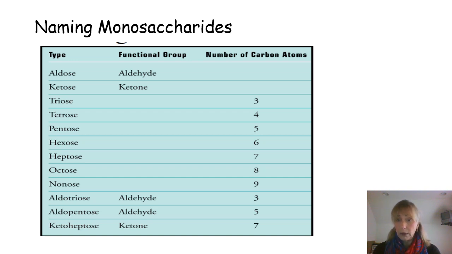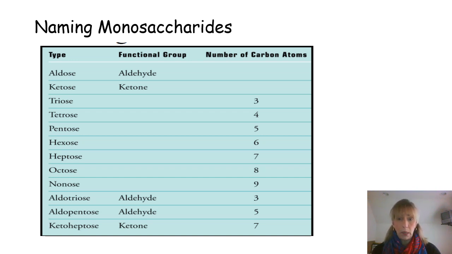3, we call it a triose. 4, tetrose. 5, pentose. 6, hexose. 7, heptose. You should see a commonality here. Remember the alkanes and the names for the number of carbon atoms, the parent, right? Heptose for 7, octose for 8, nonose for 9.